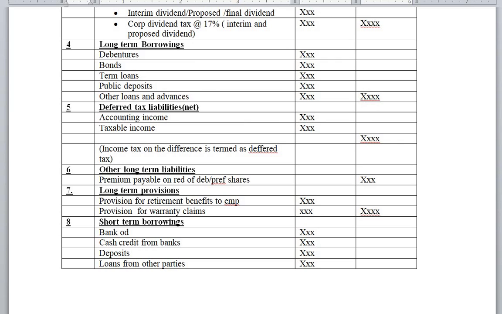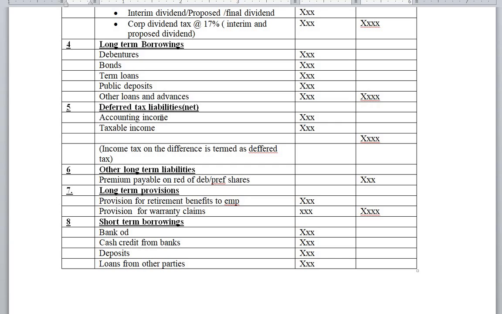So the items which will come under long-term borrowings are debentures, bonds, term loans, public deposits, and any other kind of loans and advances. If there are any items given in the question based on these, they will come under long-term borrowings. Add all the items together and the total will be taken back to the statement.